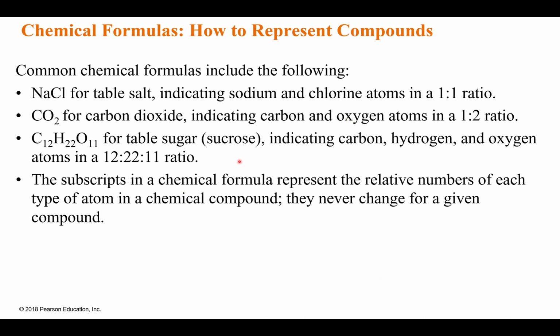Now for molecular compounds, we call it a molecule, and for ionic compounds, we call it a formula unit. So the formula unit for table salt is NaCl, and this says that we have a 1-to-1 ratio. Carbon dioxide, we've got 1 carbon to 2 oxygen, a 1-to-2 ratio. Table sugar, sucrose, C12H22O11. In other words, we have 12 carbon to 22 hydrogen and 11 oxygen.